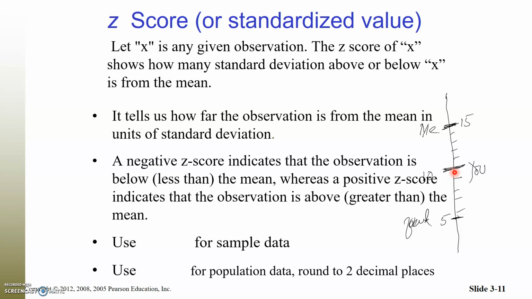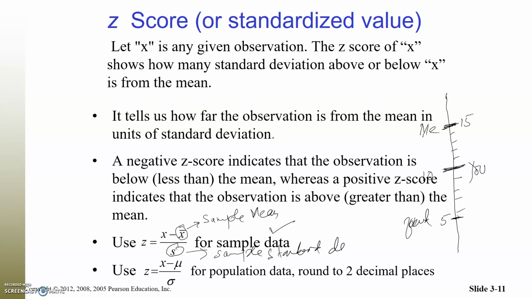The next question that comes to mind is how we are going to compute the z-score. It's very easy. If you're dealing with sample data, this is the formula: z is equal to the value minus the mean, divided by the standard deviation. This x bar is called the sample mean, and this s is the sample standard deviation.